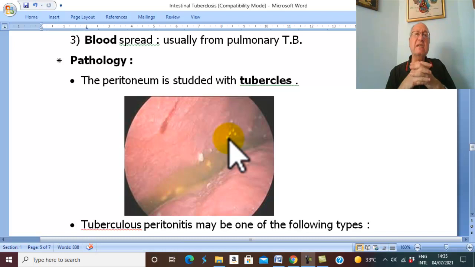There is the localized encysted type. Localized encysted type is fluid encysted by adhesions and adherent loops of small intestine to the abdominal wall. And this leads to formation of an intraperitoneal, intra-abdominal cyst, which should be differentiated from ovarian cyst or mesenteric cyst.